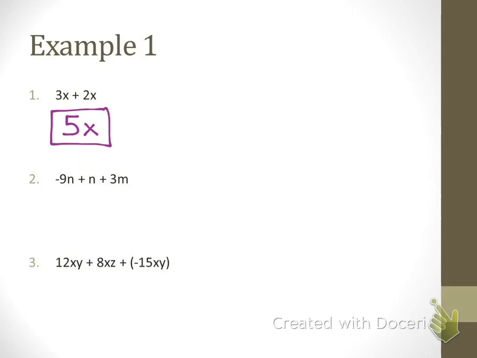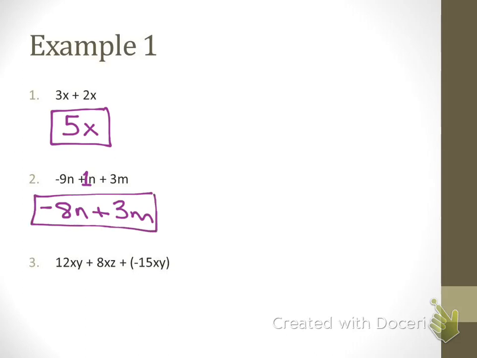On number 2 now, I have negative 9n plus 3m. Now, whenever there's a variable by itself, what number do we know is out in front of it? It's a 1. It's an understood 1. Whenever you have integers with different signs, you subtract and take. So negative 9 plus 1, subtract them. 9 minus 1 is 8. And you take the sign of your bigger number. So it would be negative 8n plus 3m. Do you see how we got that?